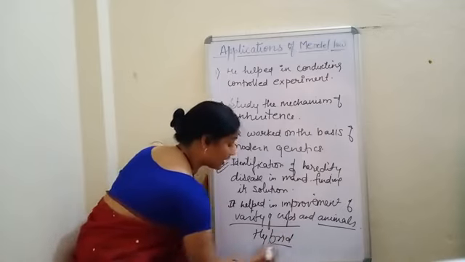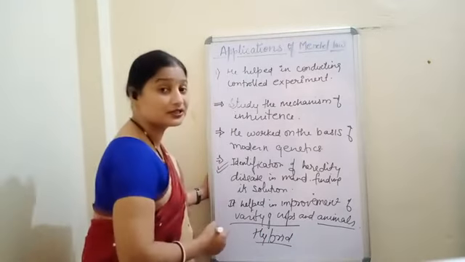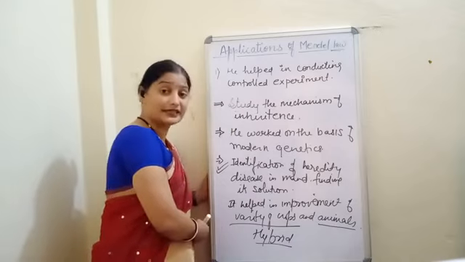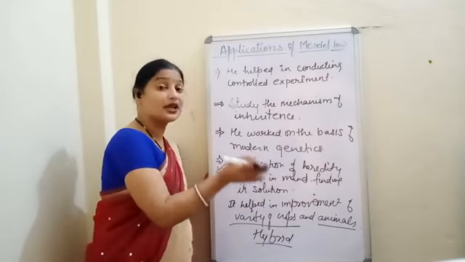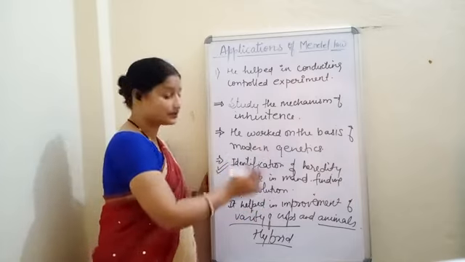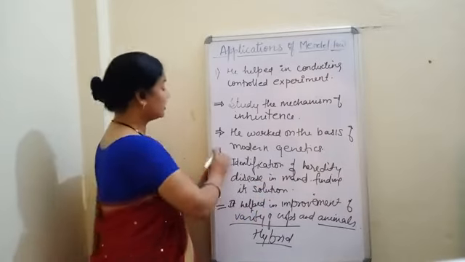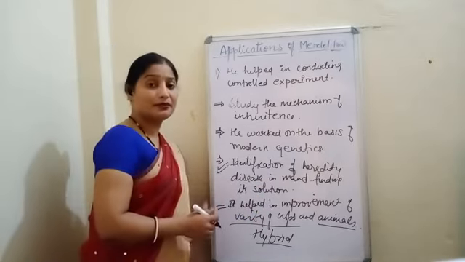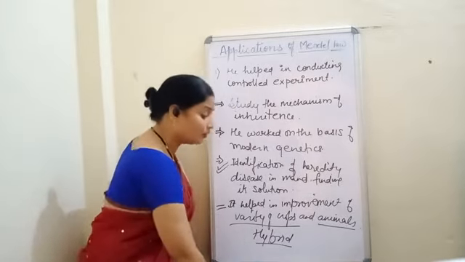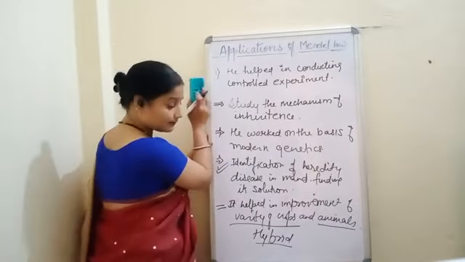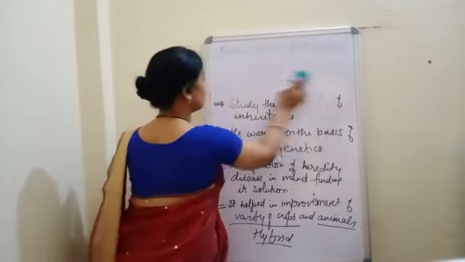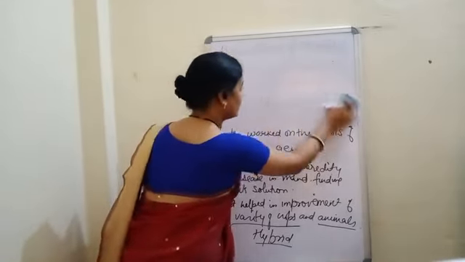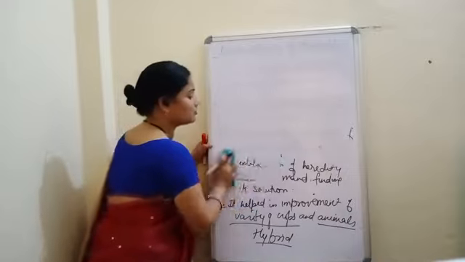We can form the hybrid of the plants and animals so that we can get the varieties and we can get the disease free crops, disease free animals. So this is all about the application of Mendel. Okay, now your next topic is sex determination in human beings. So we will start with that, sex determination in human beings.